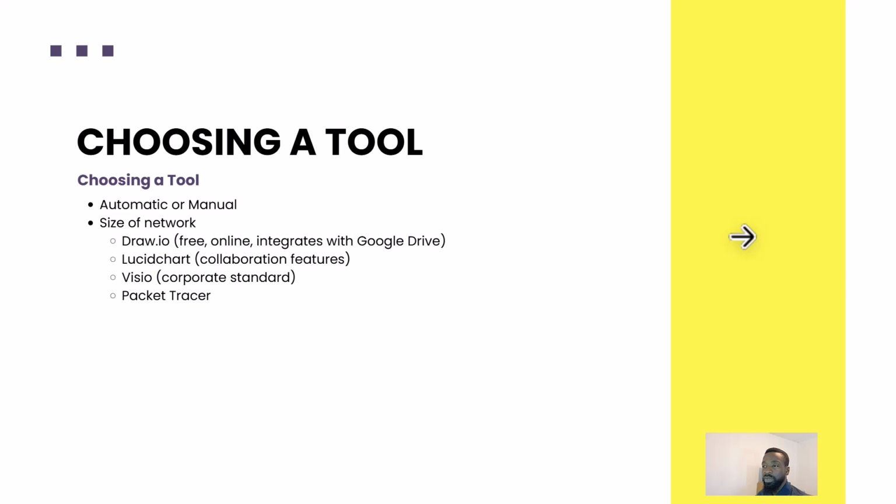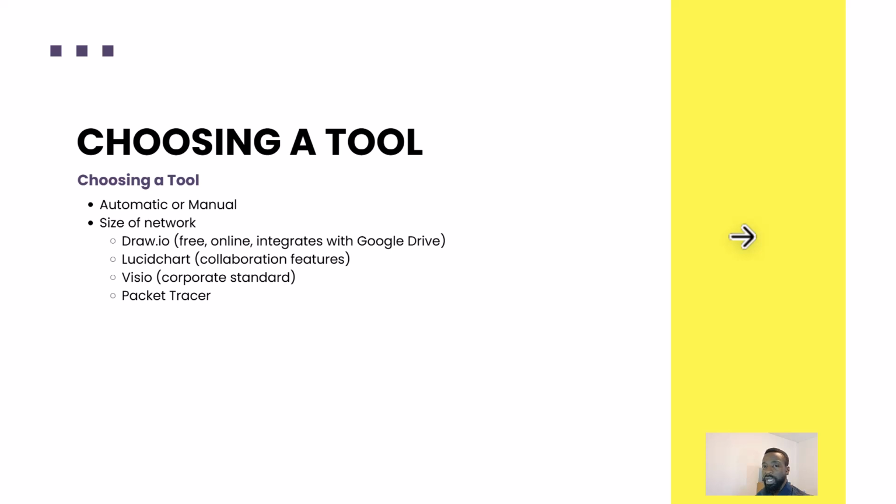Now for manual tools, you can use things like draw.io, which is very popular for coming up with diagrams. There's Lucid Chart as well, which we all know. There's Visio, and there's Packet Tracer. Packet Tracer is not a diagramming tool, but it's more than a diagramming tool. It can do more stuff than a diagramming tool.